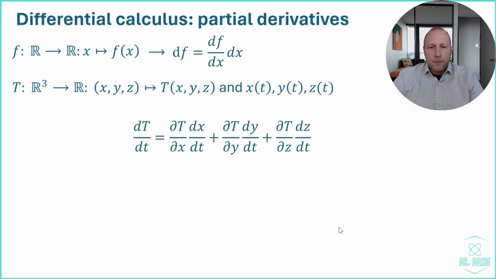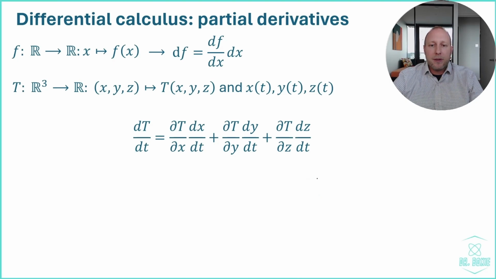Notice also that if we think of the function as only a function of x, so we get rid of the terms with the z and the y, the second and the third term just vanish, we are left with the derivative of capital T with respect to small t is the derivative of T with respect to x times the derivative of x with respect to t, which is exactly the chain rule for functions of one variable. So what we get is a generalization of that.